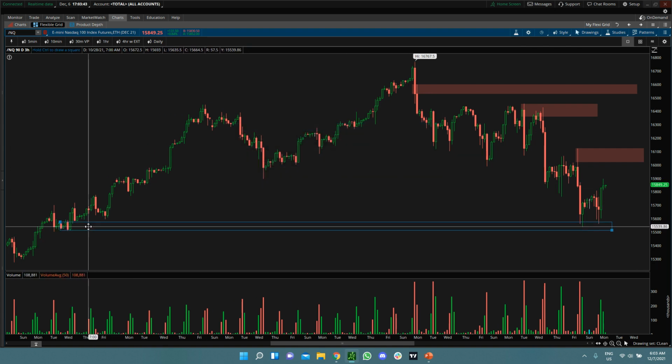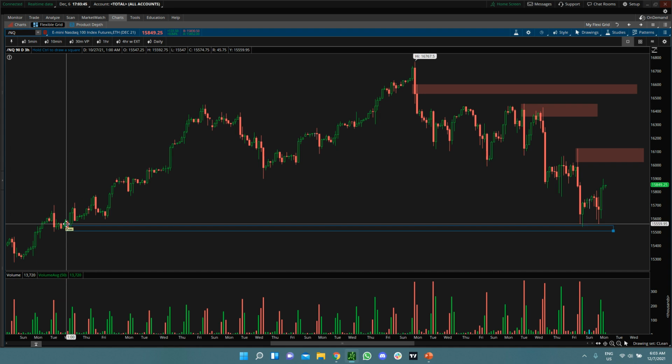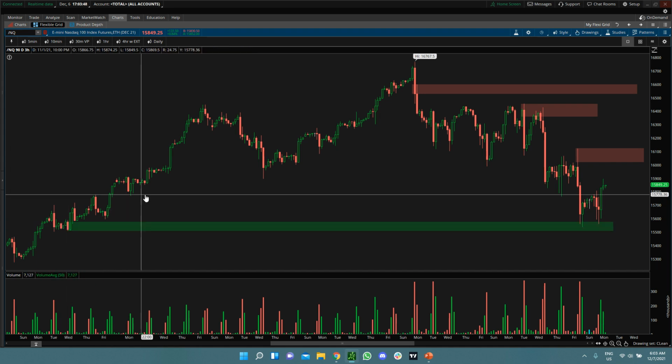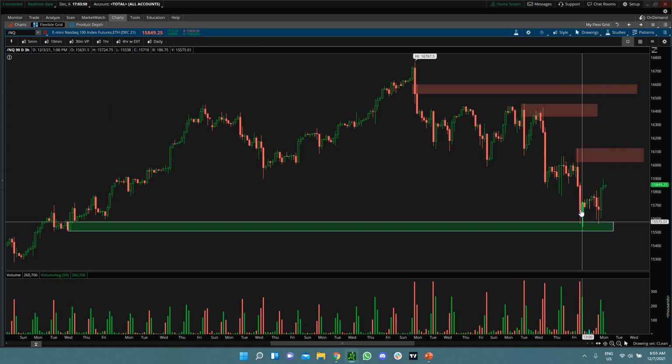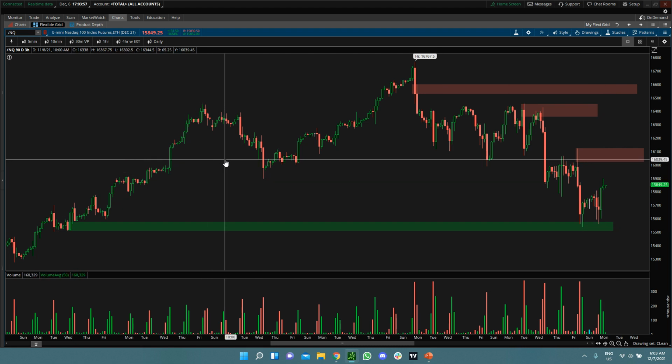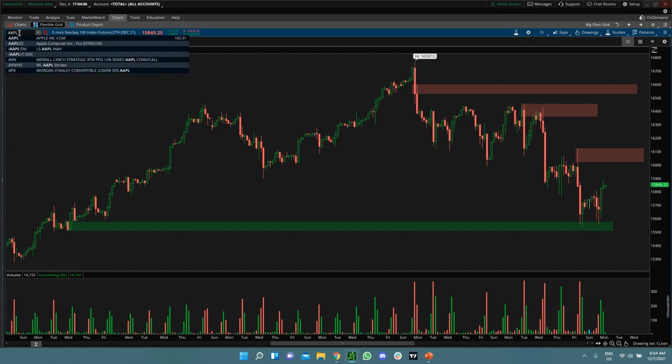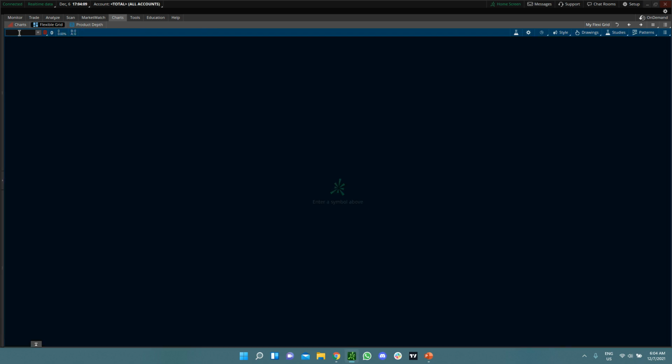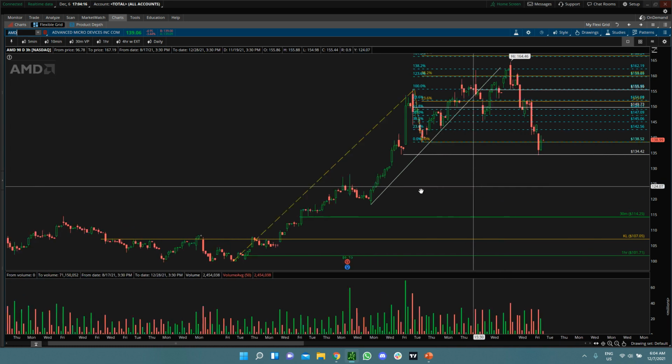If you have kept all these zones up, you would have had a good long over here. Long some calls here for this mini rally up. So this is some simple stuff for Nasdaq and E-mini futures. Maybe we'll go into the simple ones like Apple. Sorry, Apple. Maybe not Apple. Maybe it's AMD. Here we go to AMD.